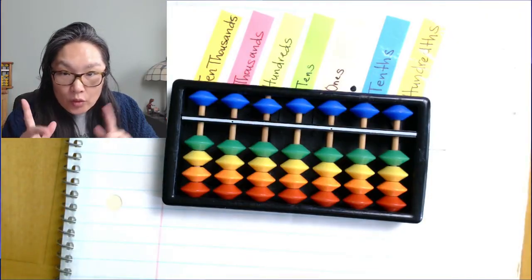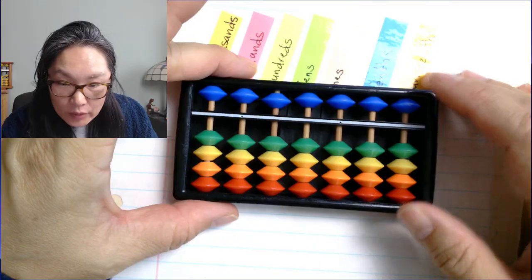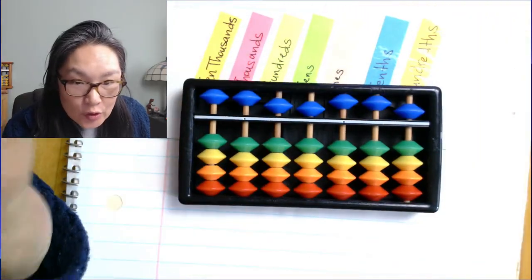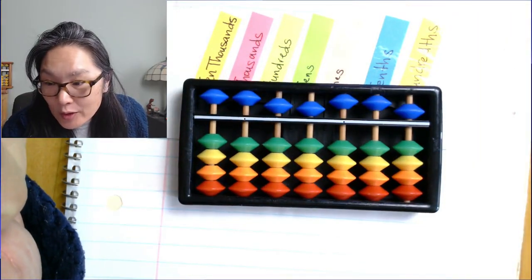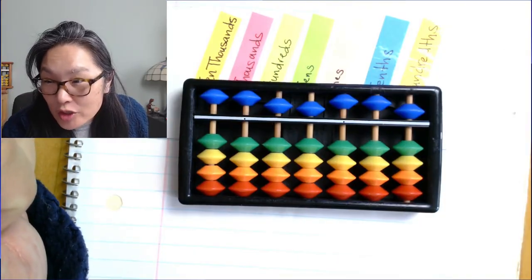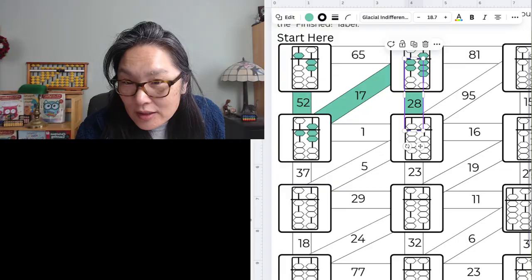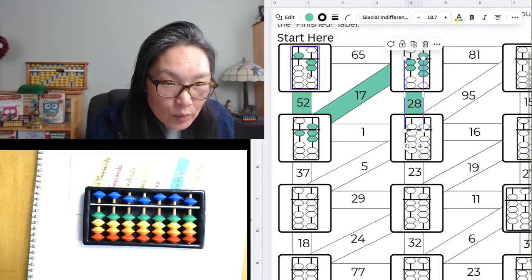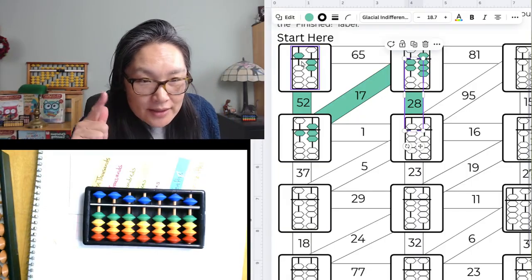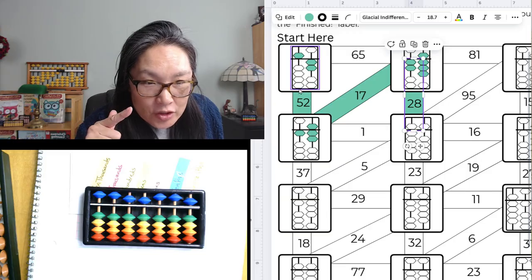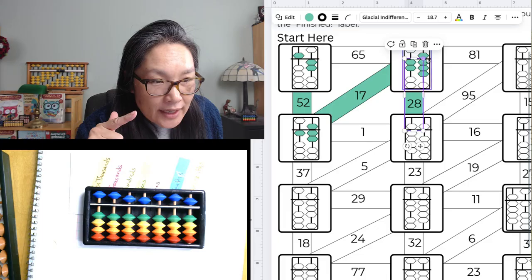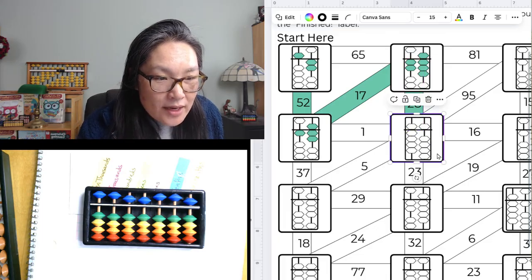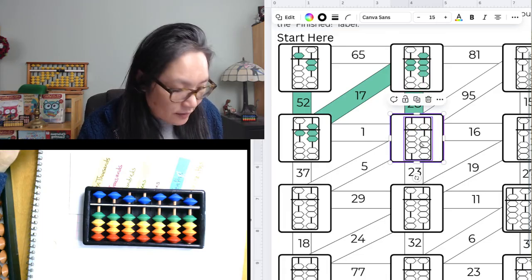All right. So are we understanding how to read the abacus? I can start going into some questions. Are we ready for some questions? Here we go. Here is my worksheet. This is a maze. If I look, this is 52. So I follow the path and I come down to here. This is 17. So I follow the path and I go up here. This is 28. I follow the path and I come down. What number do you think this is right here?